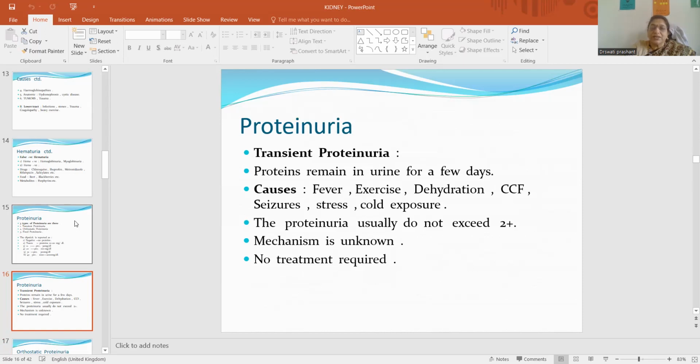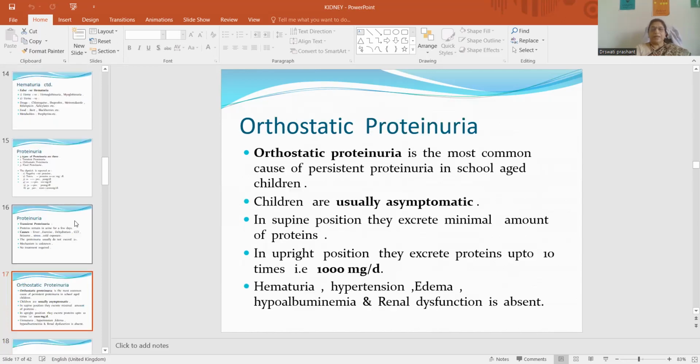Transient proteinuria: protein remains in the urine for a few days. Causes may be fever, exercise, dehydration, CCF, seizures, stress, cold exposure. The proteinuria usually does not exceed 2 plus. The mechanism is unknown and no treatment is required for transient proteinuria.